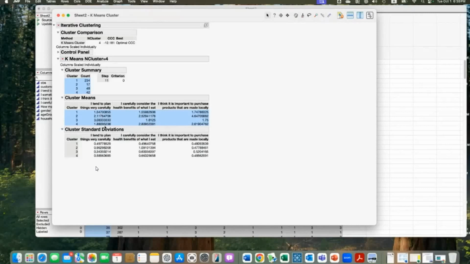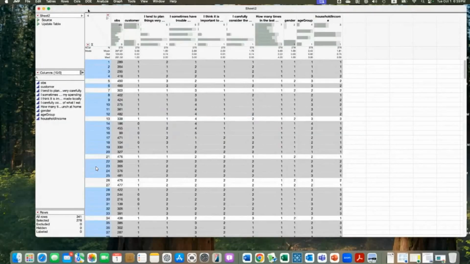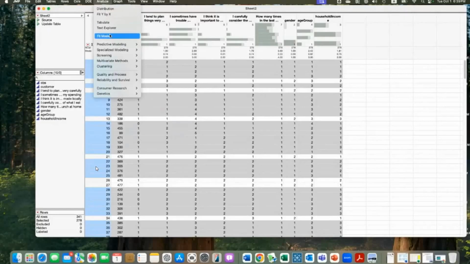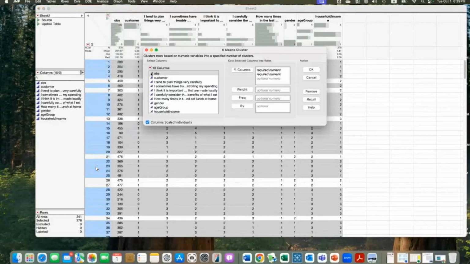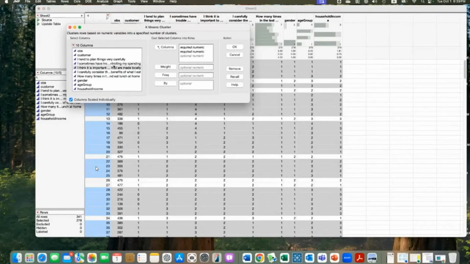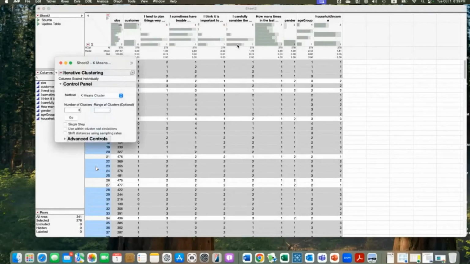So this also has a standard deviation. Okay? So given the mean, and from the standard deviation, you can see the variance, right? Previously we chose the cluster size 4, which means we put the data points into 4 groups. So now let's try another way. This time, click clustering, and click k-means clusters. And now I select the same variables, and click OK.